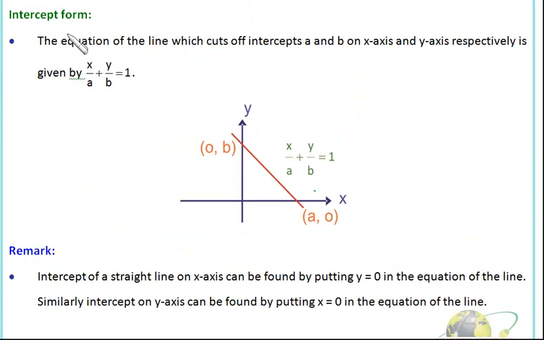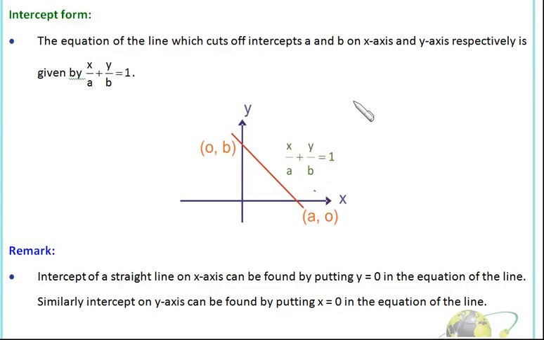Now the next is intercept form. The equation of the line which cuts off intercepts A and B on x-axis and y-axis respectively is given by this. Now if it is cutting x-axis at the point A, that means this length is A and y coordinate will obviously be 0. Similarly on y-axis, this length is B and x coordinate will be 0, right? Now we know the line is passing through these 2 points, (0, B) and (A, 0), and we have already derived the formula for the line when it is passing through 2 different points.